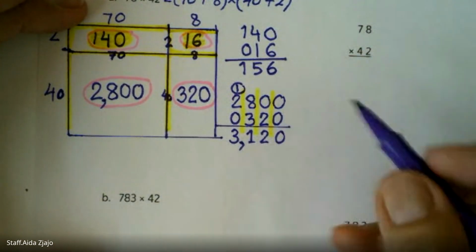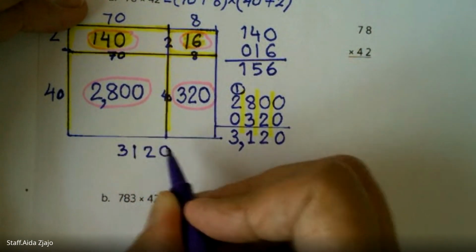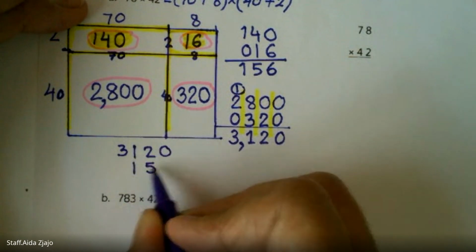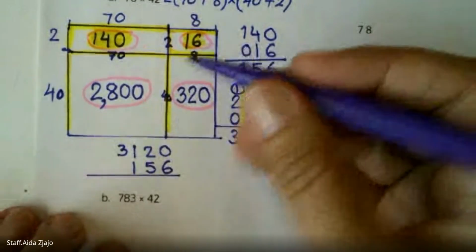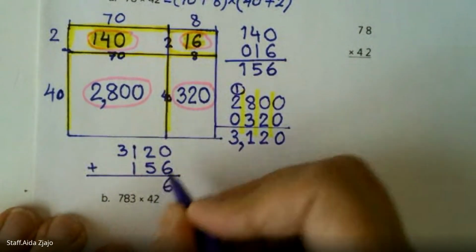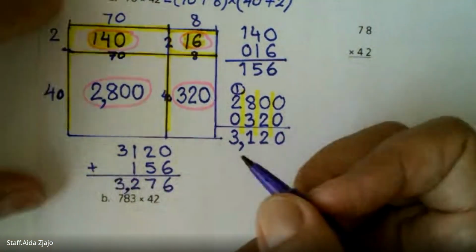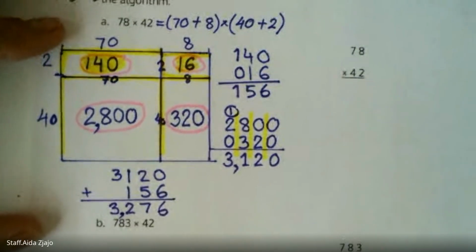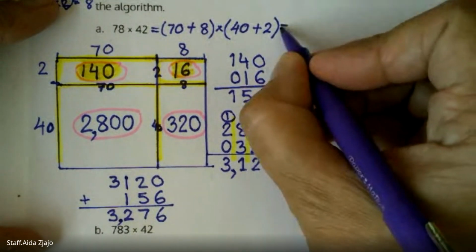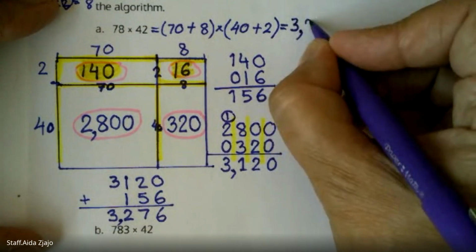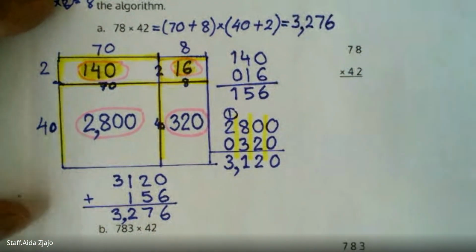So I'm going to put these 3,120, and I'm going to add 156 below. And when I add them together, they will give me the answer that I desire, which is the real multiplication answer. So the product of 78 and 42 is equal to 3,276. Okay, so now I'm going to check with the standard algorithm.